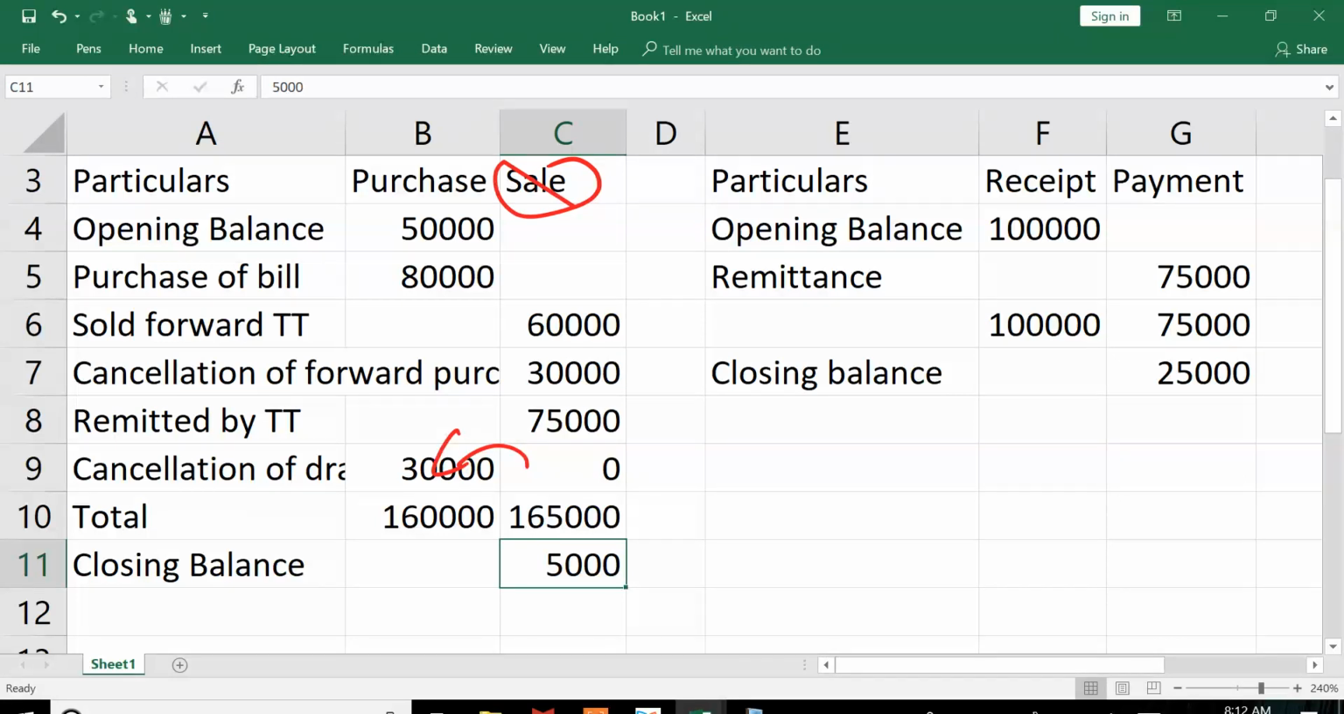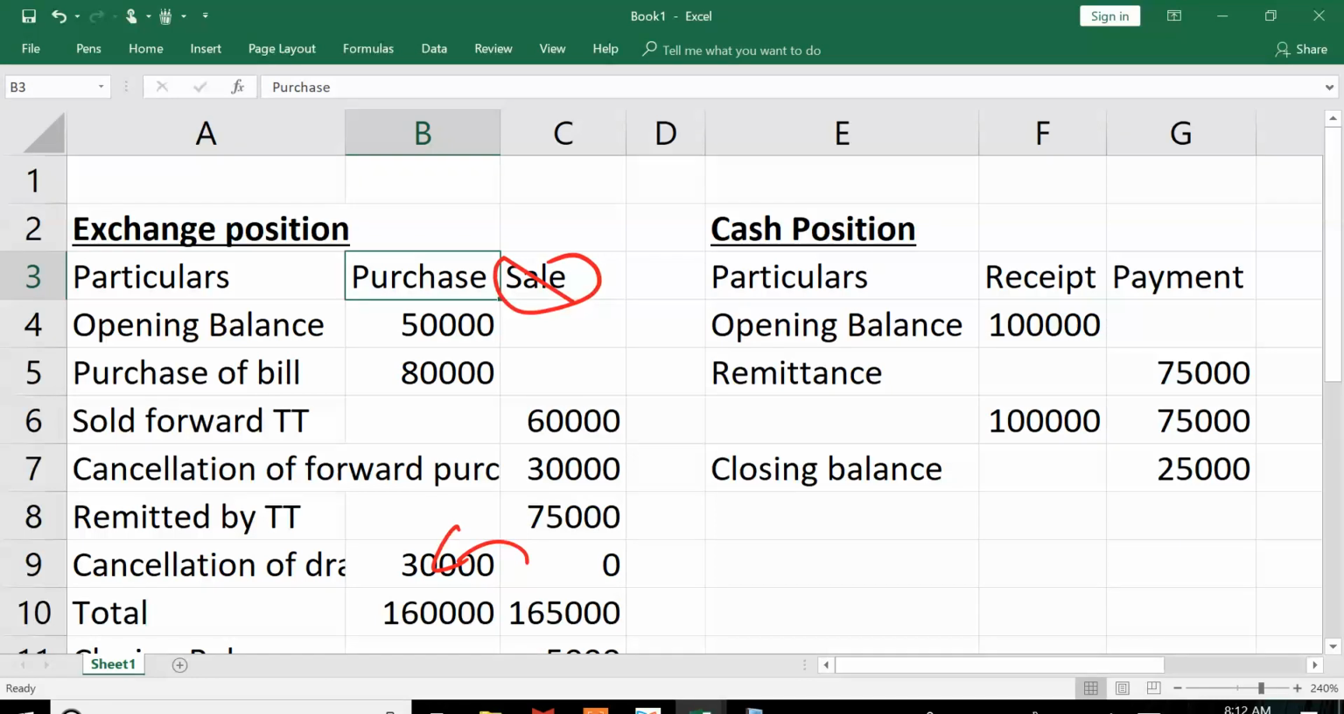Now I'll explain the entire problem from the beginning. If you're done till this, listen for some time. There will be a purchase and sale in case of your exchange position. This purchase and sale is equal to receipt and payment. When you purchase, you receive foreign currency. Let's take it as raw material. Let me keep it very simple.